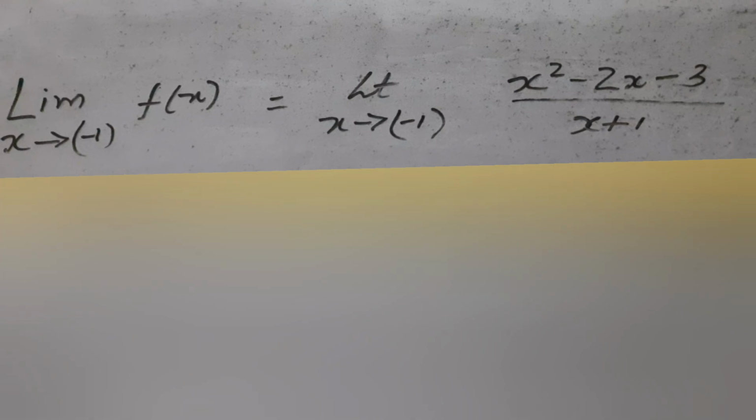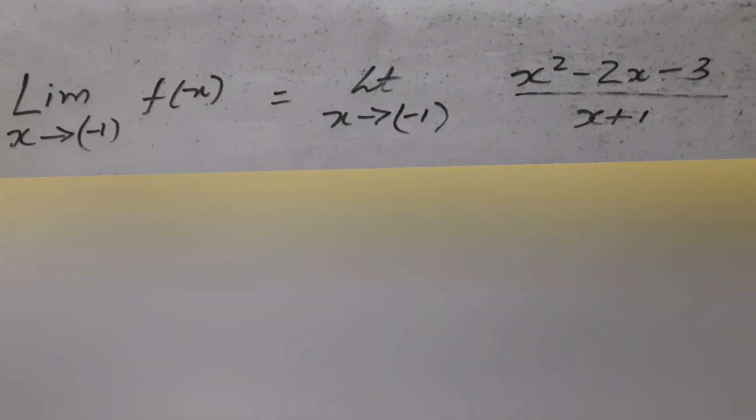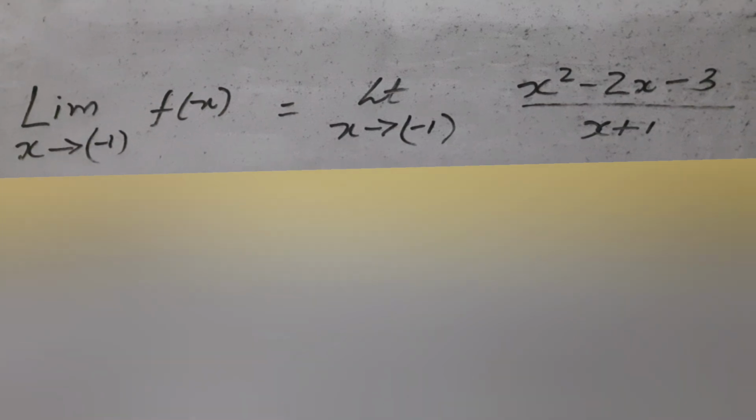Given f is continuous at x equal to minus 1, so limit x tends to minus 1 of f of x should be equal to f of minus 1. To find limit x tends to minus 1 of f of x, use the first part of the definition. Clearly, the limit is of 0 by 0 form, so we factorize x square minus 2x minus 3.